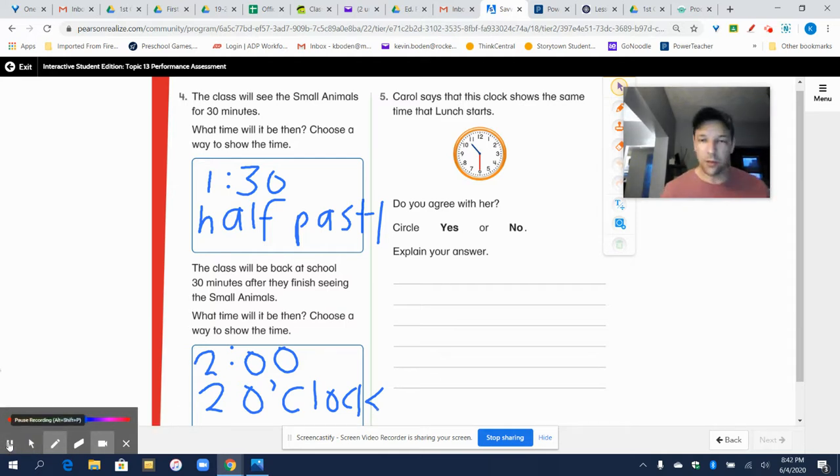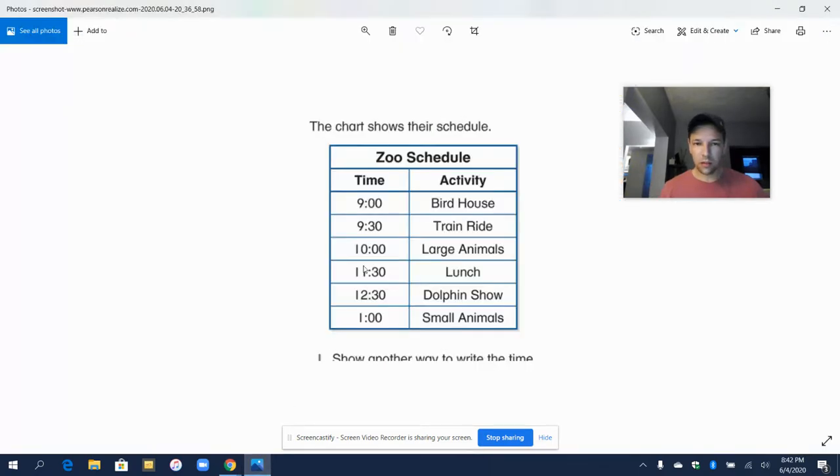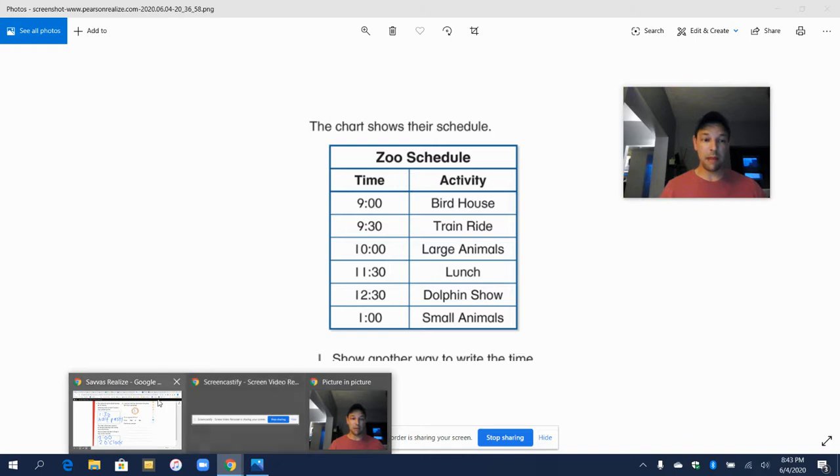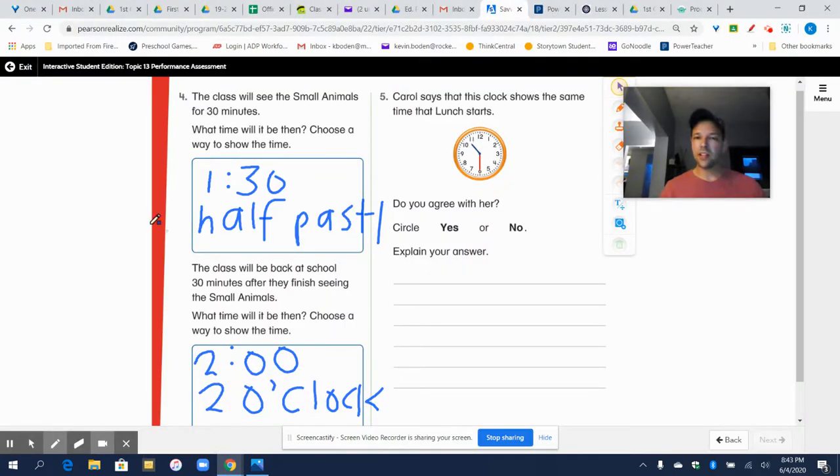All right, we're almost done. Time is everywhere. Number 5 says, Carol says that this clock shows the same time that lunch starts. Flip your paper over. Let's see when lunch starts. Lunch starts at 11:30. Now I'm going to remember that, Mr. B. Remember it, Mr. B. Lunch starts at 11:30. Does that say 11:30?